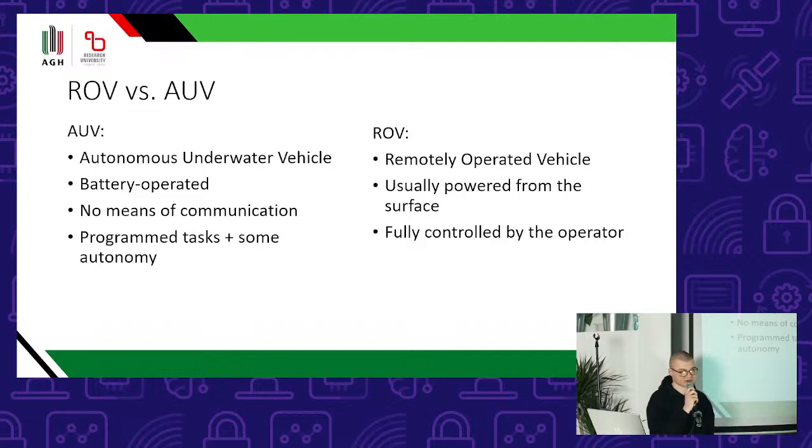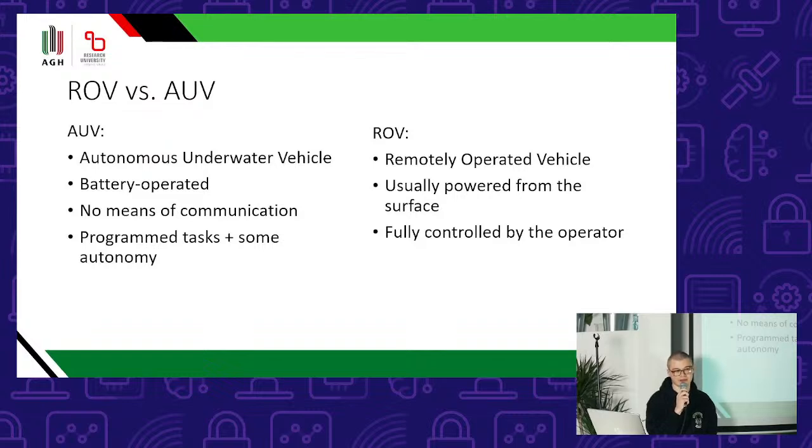The obvious drawback is that the batteries have limited capacity, and such a robot must do its tasks in 20 or 30 or 40 minutes, and then it must return because the thrusters consume a lot of power. On the other hand, we have the ROVs, the remotely operated vehicles, and Narwhal is one of them. These are the complete opposite of the AUVs.